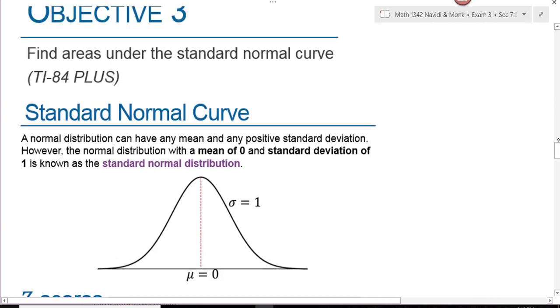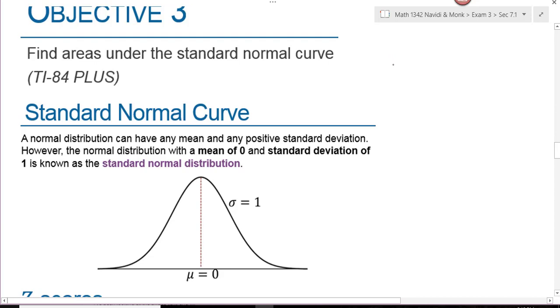Now, I'm going to teach you how to find probabilities and z-scores using your calculator. I'm not going to teach you how to do this using tables. I used to teach it using tables, but people would get more confused than what's necessary, and our calculators already have this pre-programmed into it.